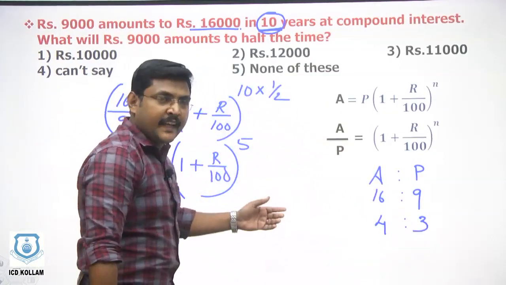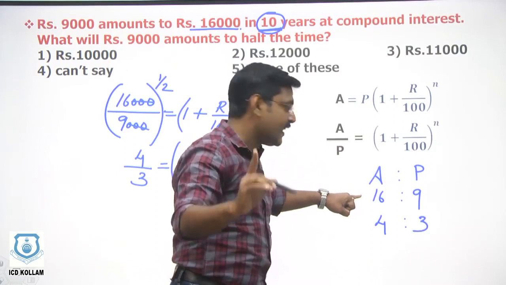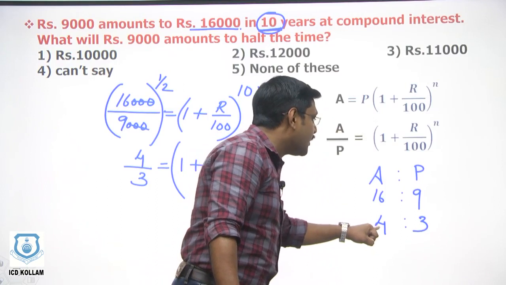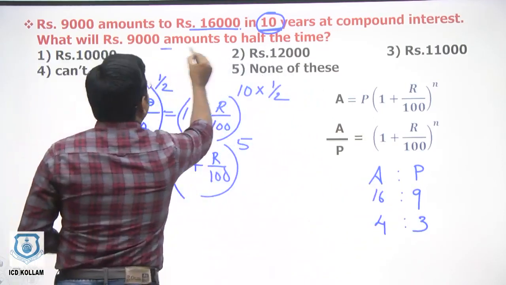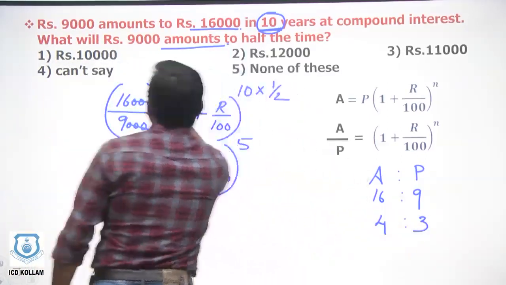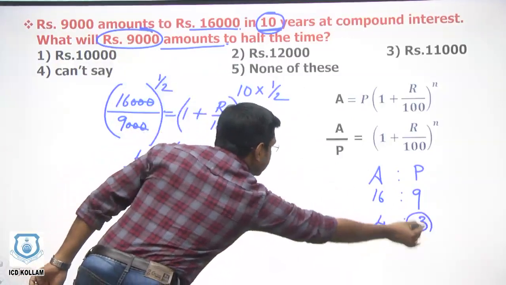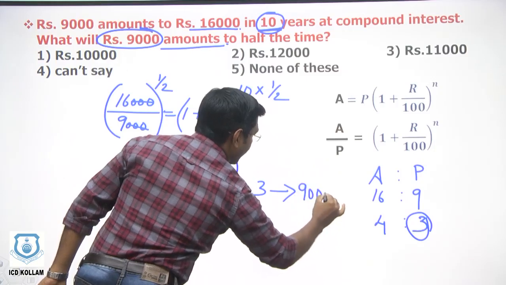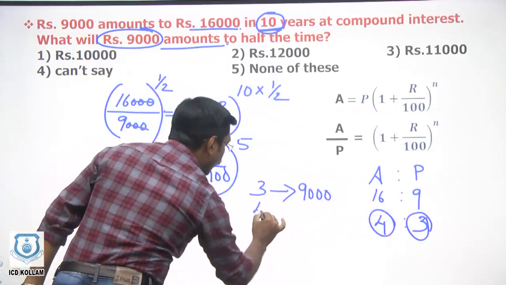I am repeating once again, in 10 years the amount to principal ratio is 16 is to 9 for a particular constant rate, and for that same constant rate, for 5 years time the amount to principal ratio is 4 is to 3. After that, what do we need to find? We need to find the amount in 5 years time. From the question the principal is not changing, it is 9,000, that means this 3 corresponds to 9,000. We need to find the amount after 5 years, so this 4 will give the answer.